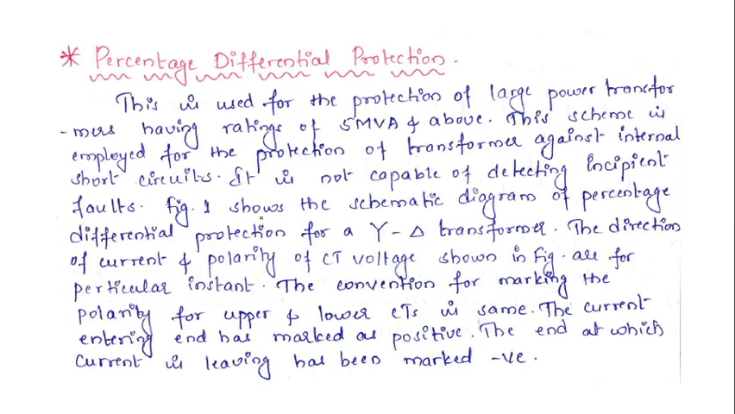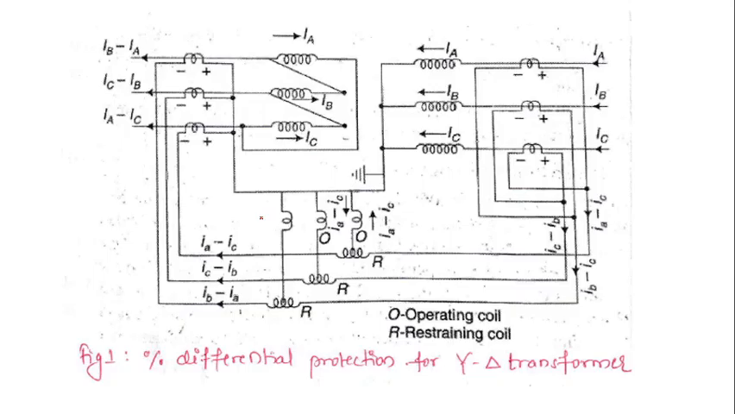The figure shows a schematic diagram of percentage differential protection for the star delta transformer. The direction of current and polarity of a CT voltage shown in the figure are for a particular instant. The convention for marking the polarity for the upper and lower CTs is the same. The end at which current enters is marked positive, and the end at which current is leaving is marked negative.